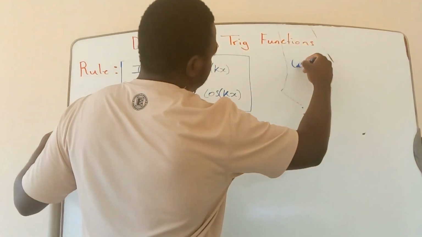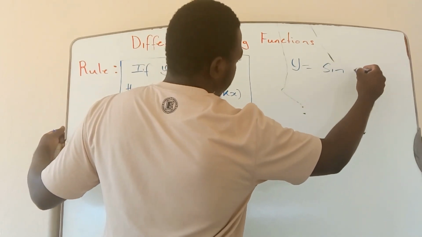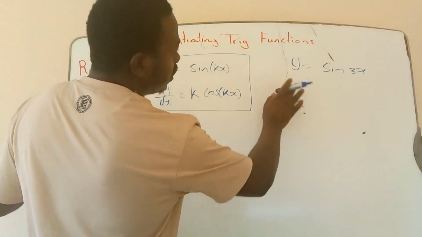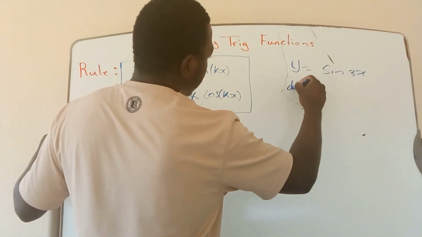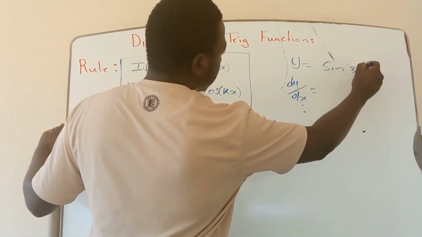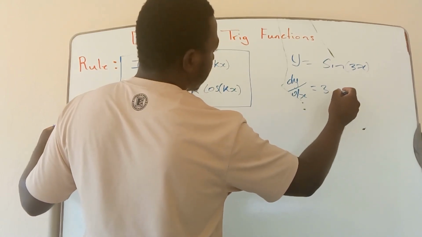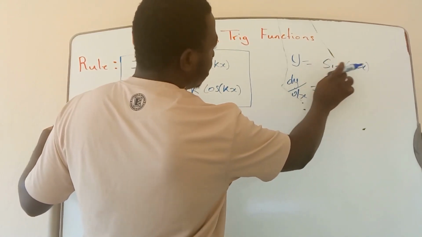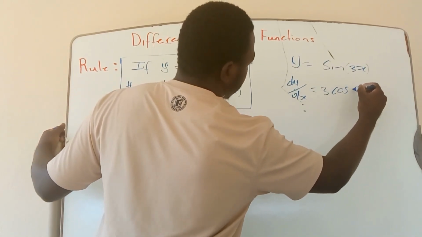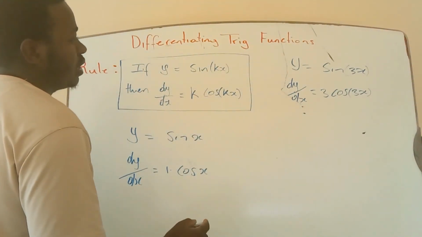Let's say you have y is equal to sine 3x, right? And you are asked to differentiate this. Then dy by dx is equal to, you differentiate 3x, that gives you 3. Take that to multiply by the differential of sine 3x. Differentiate sine 3x, that gives you cos 3x. And that's it. Let's look at another one.